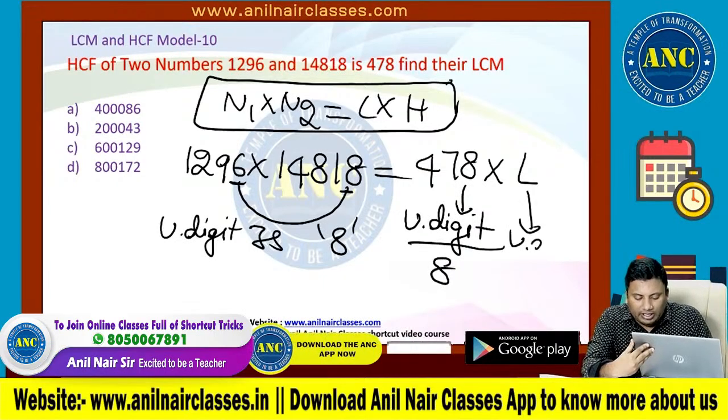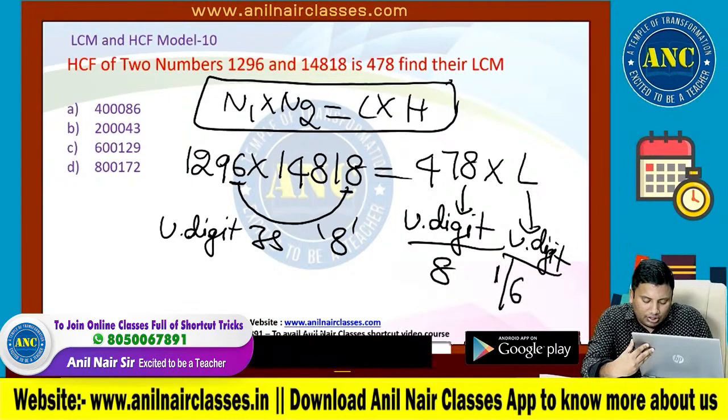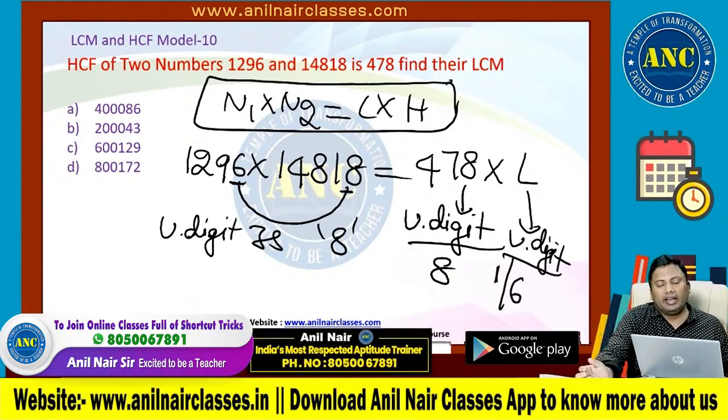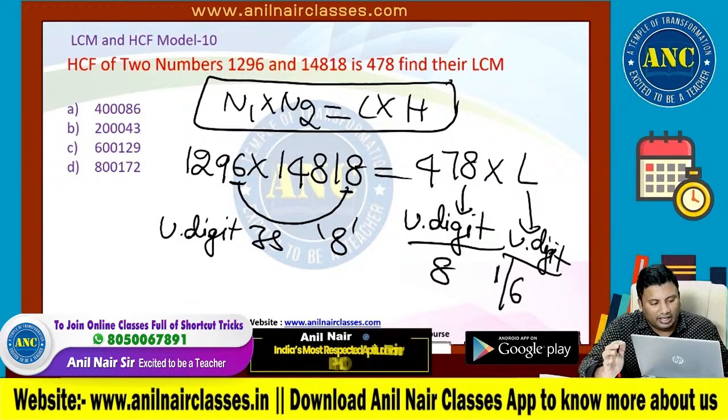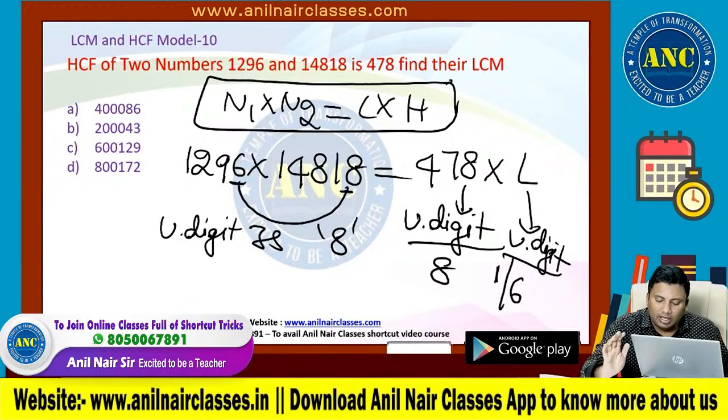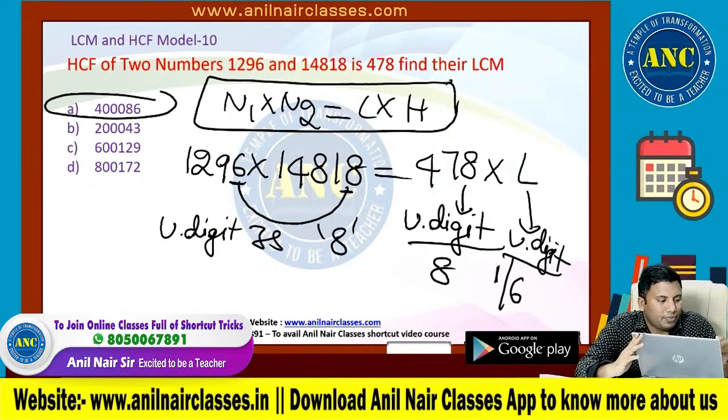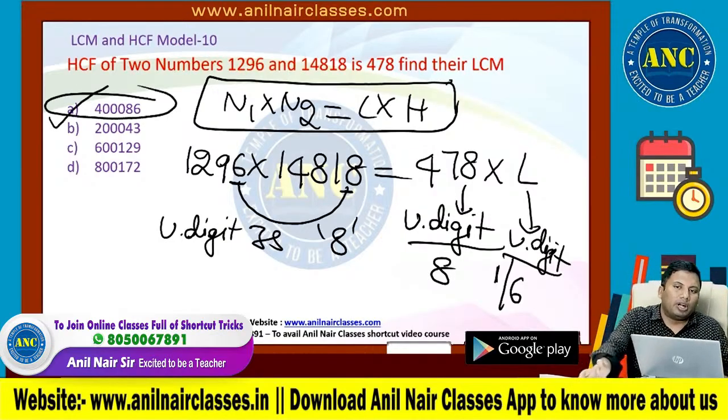LCM unit digit is 1 or 6. 8 ones are 8, 8 sixes are 48. Unit digit 1 is not there. Unit digit 6. Answer is 40086. I hope it is clear, right?